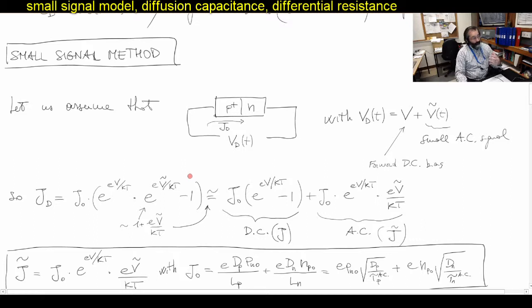Now, by doing this effectively, we will also find the differential resistance. Because, you remember, the differential resistance is found using a similar approach. But the only thing is that, to find the diffusion capacitance, we need to use this.